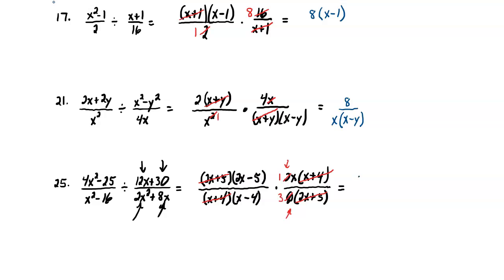In the top, there's an x, and then in parentheses, 2x minus 5. In the bottom, there is a 3, and in parentheses, x minus 4. This concludes the video.